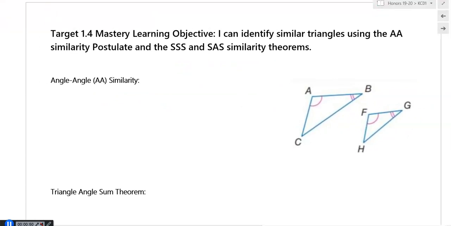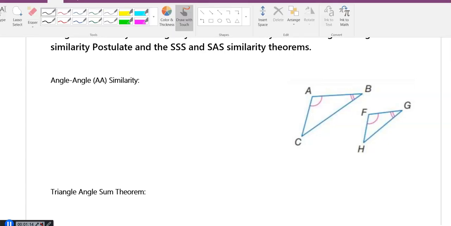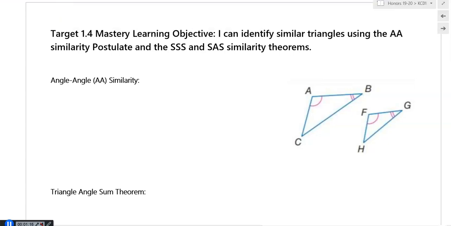The other day we looked at showing that figures were similar. They needed to have their angles be congruent and their sides be proportional. Basically, these 3 similarity theorems or postulates make it easier. They're shortcuts. So before we had to show all 3 angles congruent and all 3 sides similar. Our angle-angle similarity tells us that if we just have 2 angles, then we know they're similar. So we don't have to do all the work.